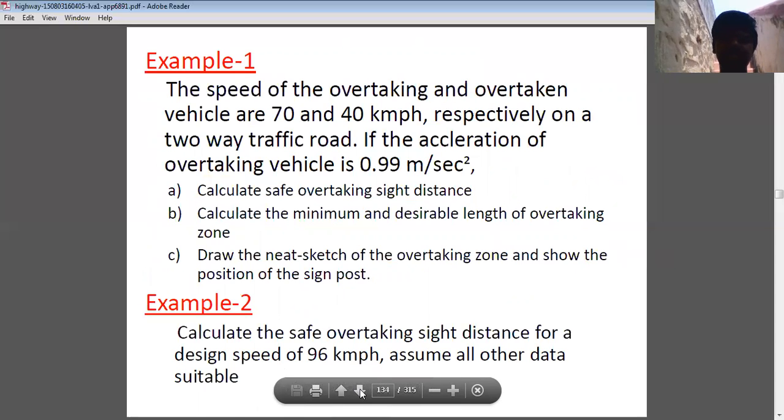Some examples. Example 1: the speeds of the overtaking and overtaken vehicles are 70 and 40 kmph respectively on a two-way traffic road. The acceleration of the overtaking vehicle is 0.99 meter per second square. What should we calculate? The safe overtaking sight distance, the minimum and desired length of overtaking zone, that is 3 times and 5 times the OSD, and draw a neat sketch of the overtaking zone showing the position of the signposts.